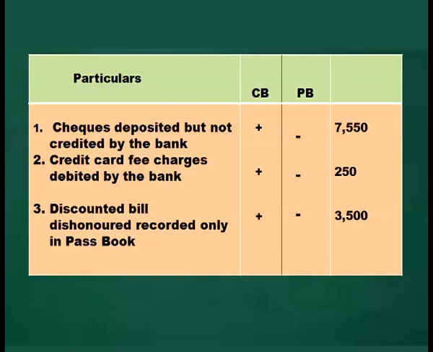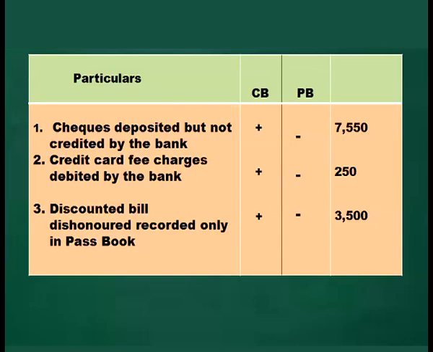Check deposited. When check is deposited, cash book will show an increase. So I have written plus sign. And in the passbook they have not recorded, so minus and amount 7,550. Credit card fee charges debited by the bank. Bank has debited or deducted that amount. So in the passbook minus sign and in the cash book plus sign, 250 amount.